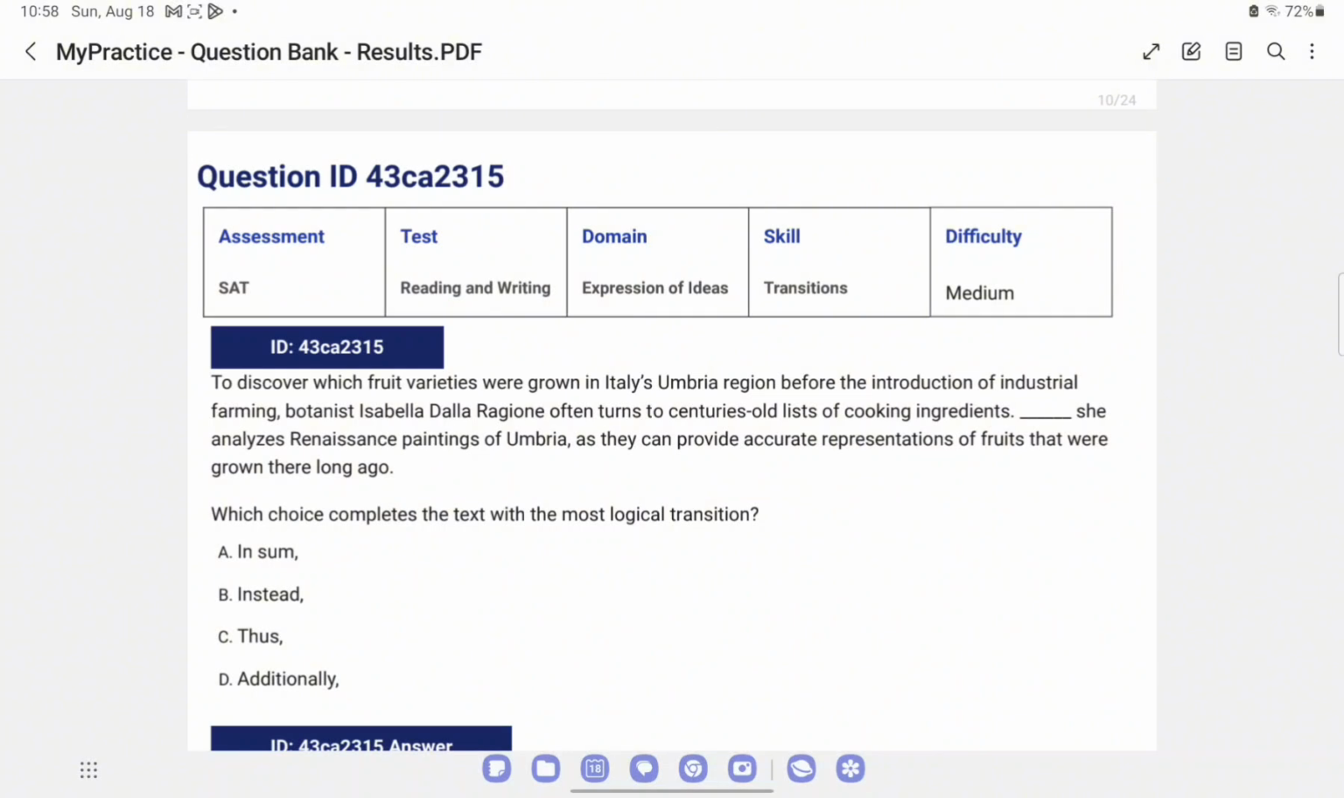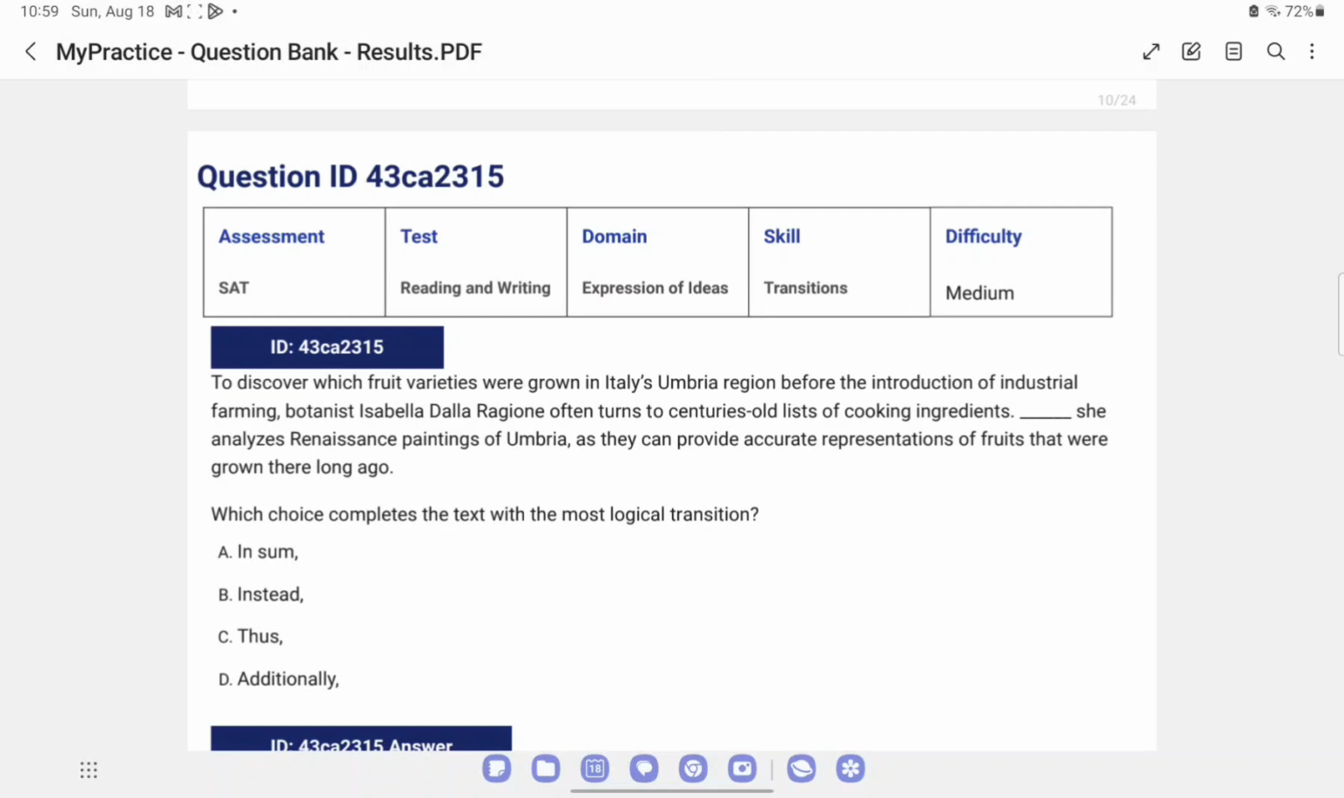So here's what I'm thinking. It's saying often, so like usually she turns to the list of cooking ingredients. Blank, she analyzes the paintings. So I think it's saying that also, sometimes she does this too. So I don't think it's in sum, because what are we summing up? Literally, what are we summing up?